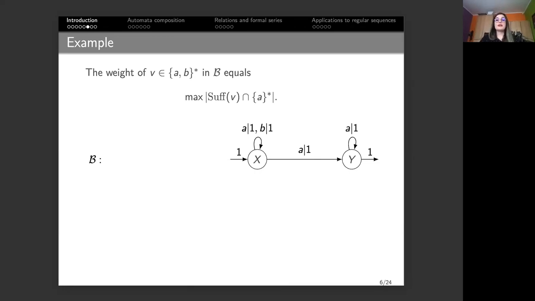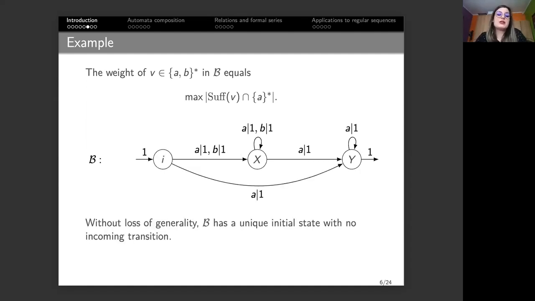So for example, if I consider the word abaa, I know that before the b, I can't go to y. So I'm obliged to read ab, but then I must read aa, and I have two possibilities. So there are two paths labeled by abaa that are initial and final. Both of them have weight 1, so we have that abaa has weight 2.